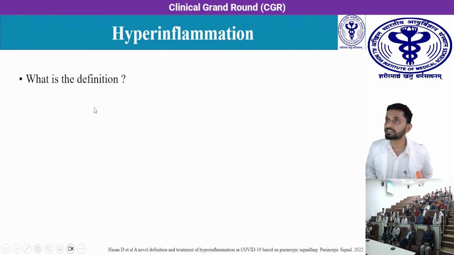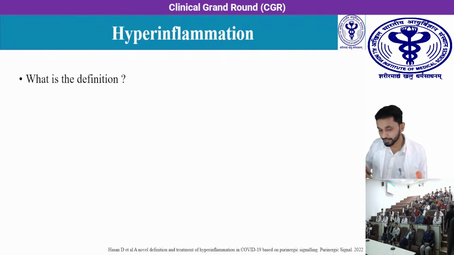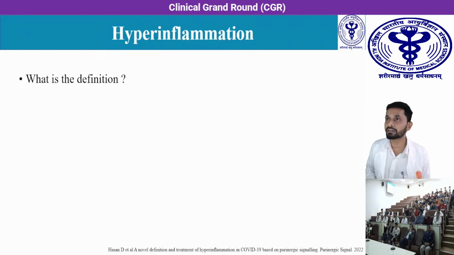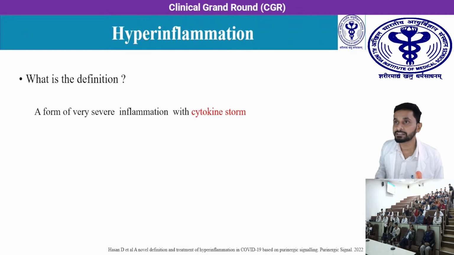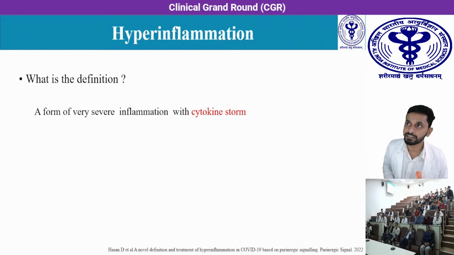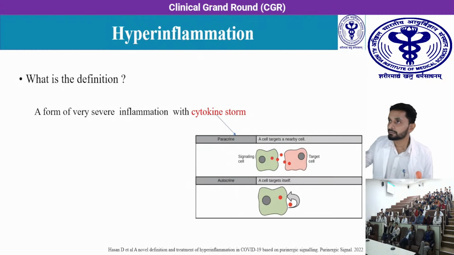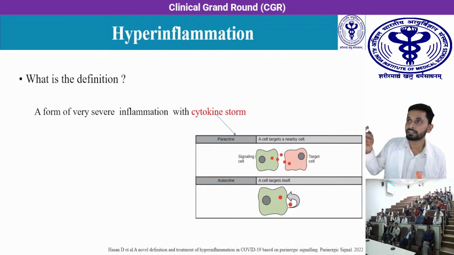So hyperinflammation is an evolving concept which we started to learn during COVID times. We will see what the definition of hyperinflammation is. Hyperinflammation is a form of very severe inflammation with cytokine storm. To understand cytokine storm, we should understand the function of cytokine.